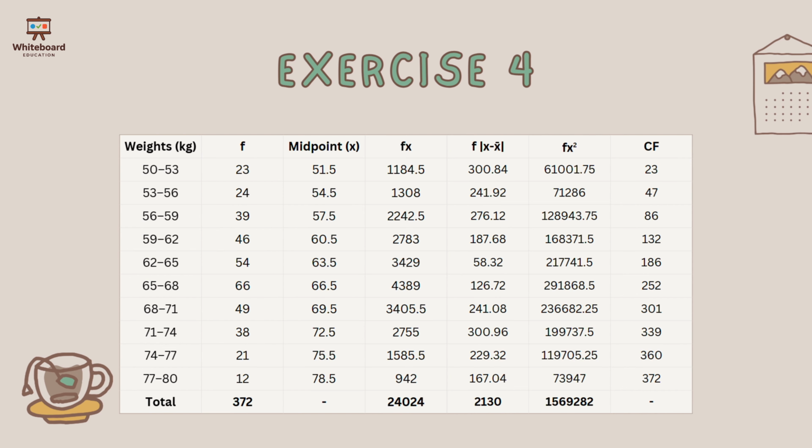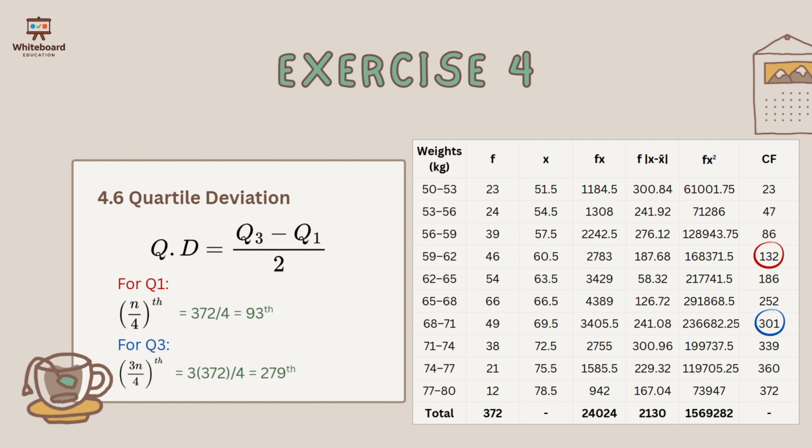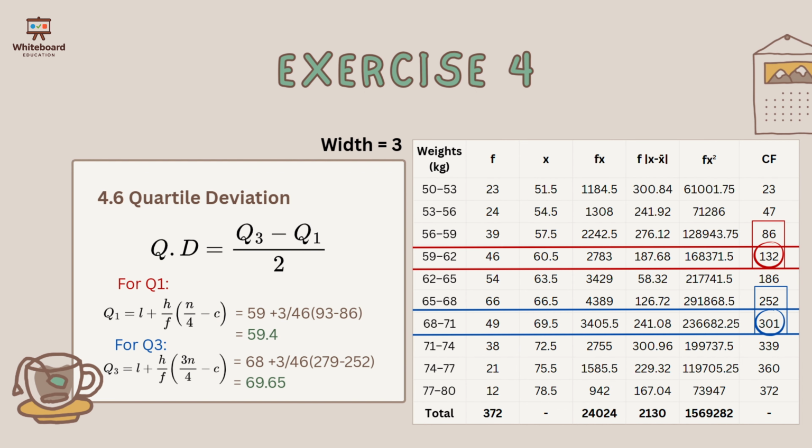For Q1, the location is the n over 4th observation. That is the 93rd observation. And so it lies here, as it is greater than 83. Now for Q3, the location is 3n over 4th observation, which is the 279th observation, and it lies here. So now we calculate both quartile 1 and quartile 3 simultaneously, using their formulas. You can learn more about how to calculate quartiles in this video.